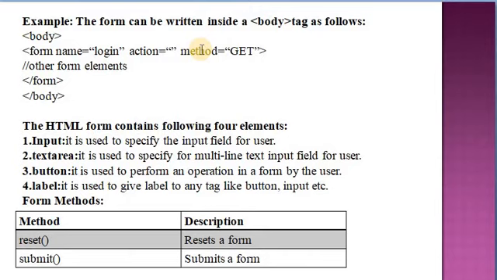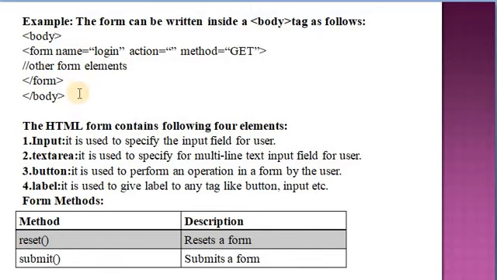And method is equal to get. By default it is the get method. Here I am taking get. Method is equal to get. Here you can write other form elements. After that, close the form tag and close the body tag. This is the example of a form.